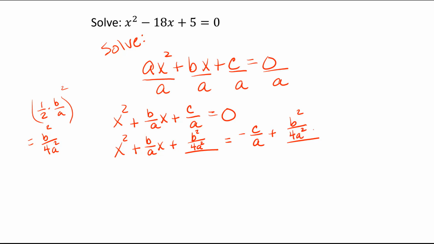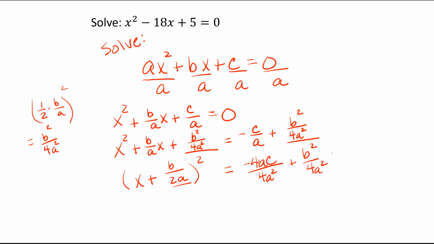All right, since I did that, now the left side of this equation is a perfect square binomial. And that is going to be, remember, the middle term over 2 is what goes here. So x plus half the middle term, so b over 2a. And then the right side of the equation, I'm going to get a common denominator, so I'm going to have to multiply the top and the bottom of the first fraction by 4a, so negative 4ac over 4a squared plus b squared over 4a squared.